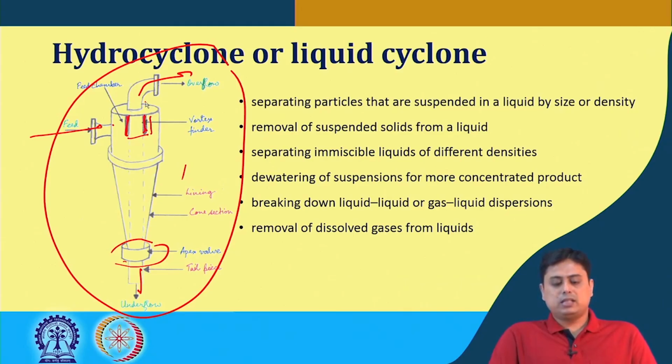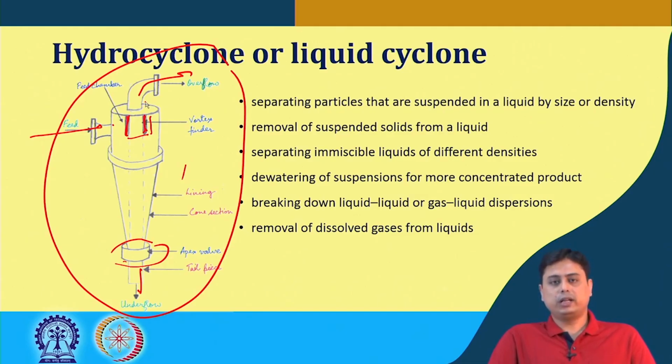The family of hydrocyclones finds extensive use in separating particles that are suspended in liquids by size or density. If there is a range of particles having different sizes and densities, they can be separated in these hydrocyclones. Overall, the removal of suspended solids is also done with these hydrocyclones. It is also used for separating immiscible liquids of different densities.